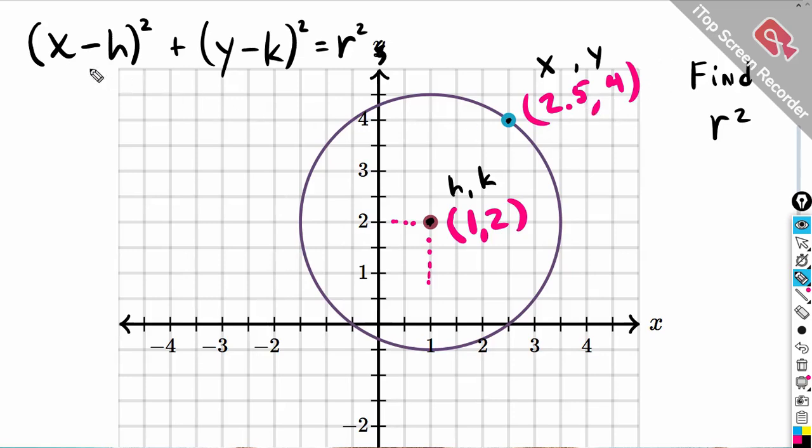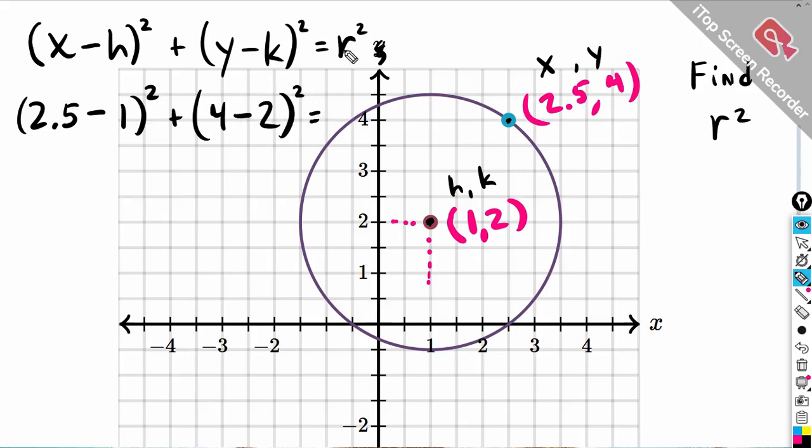So let's start with the x. The x is 2.5 minus h, which is 1, and that gets squared. y is 4 minus k, which is 2, and that gets squared, and that whole thing equals r squared.